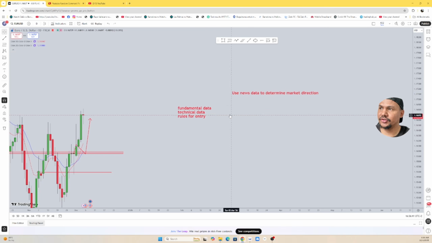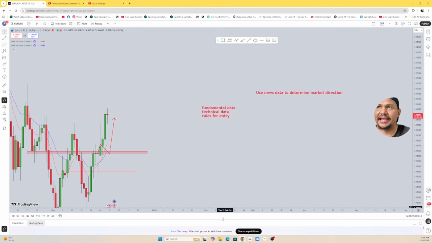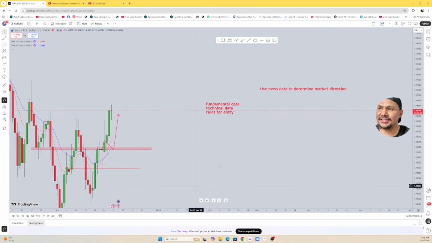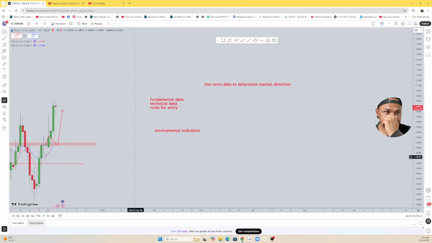The second thing you want to do is use technical data, which is the same thing that we do here, basically to determine overall market direction. Now, these indicators that we use, we call them environmental indicators. Environmental indicators is exactly what they say they are.